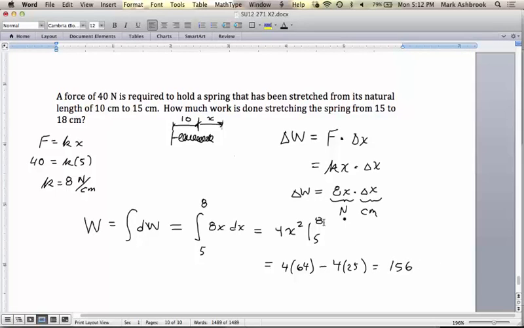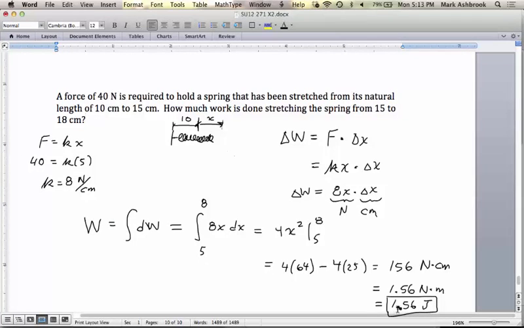So what are the units? Work is newtons times centimeters, newton centimeters. But really, newton meters is more standard. So it's 156 newton centimeters. How many newton meters is that? It's 1.56 newton meters. So work has its own unit. A newton meter is a joule. So it's joules.